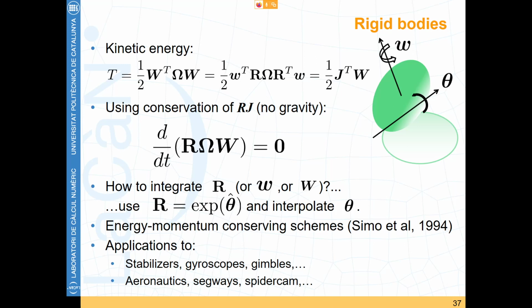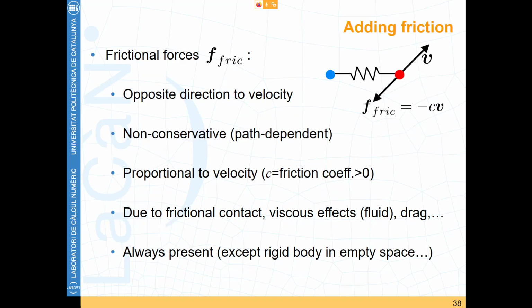So with that, we finish the rigid bodies, without going into detail on the algorithms, because we also want to see other cases. Going back to the particles. In reality you have friction, and by friction we mean any load that is proportional to velocity. These are viscous effects or aerodynamical effects.